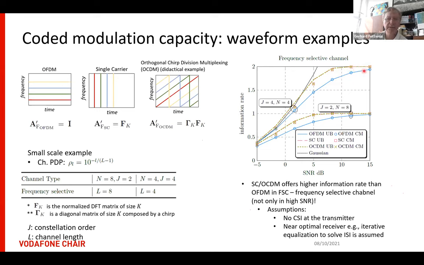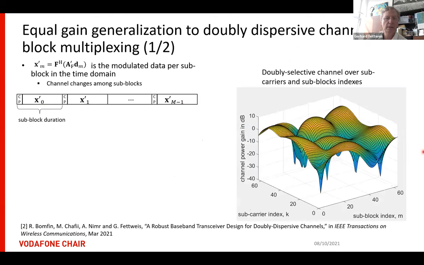This is not in a complicated setting. This is not with high modulation orders or anything, just to give you the basic understanding. So now what we want to do is generate something where all channels are equal.